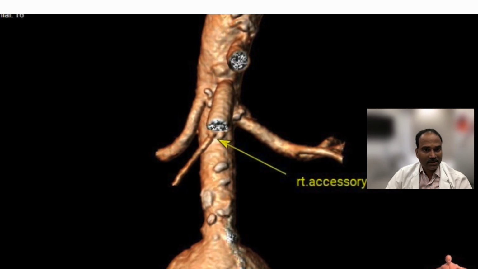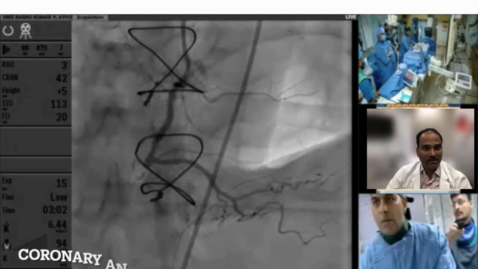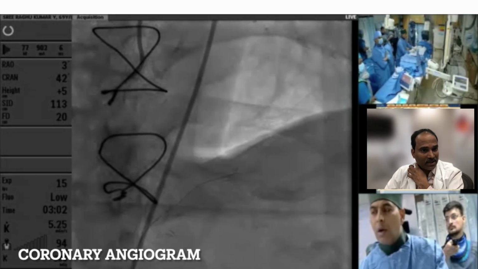Okay, so the right accessory renal artery was the lowest here. So yeah, that's a landmark.